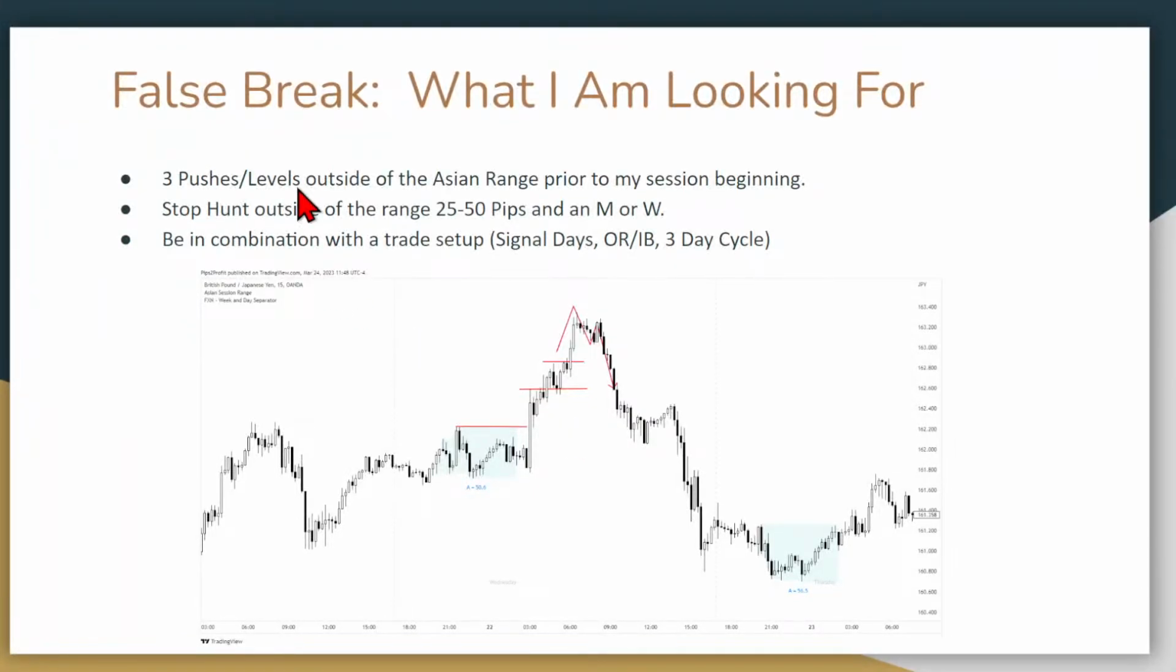Something to look for: the stop hunt, 25 to 50 pips out of the range. A lot of times this is going to happen in the London session. Be in combination with a trade setup, such as a signal day, the opening range, initial balance of the week, so high and low of the week opportunities, and of course the 3-day cycle.